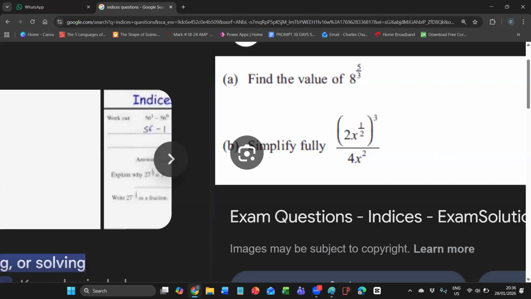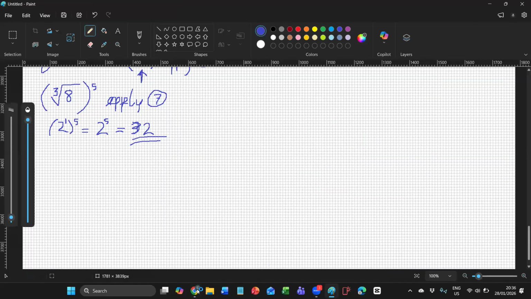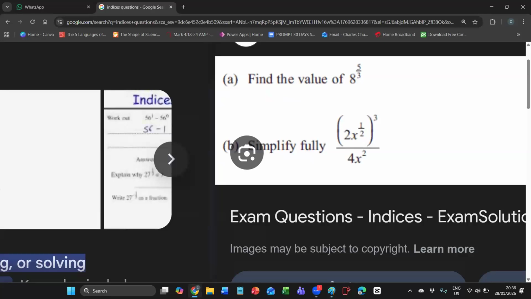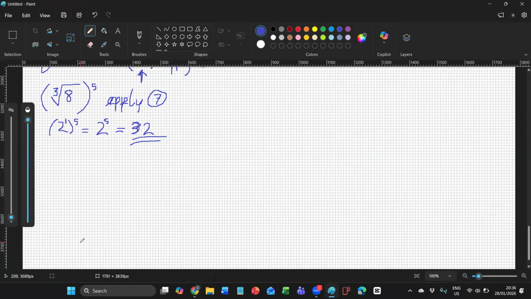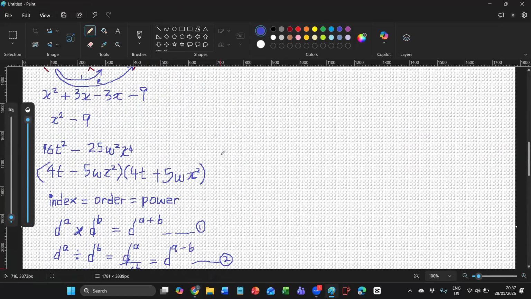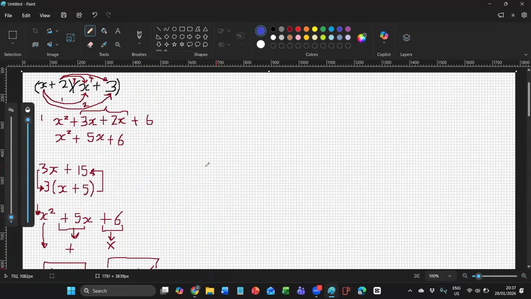The question says, simplify fully. This one, like I told you, don't be afraid of the size of the question. The more complex it is, the more your confidence grows. So when they now give you the simple ones, it will be like a walk in the park. So here we go. Let me take it up.